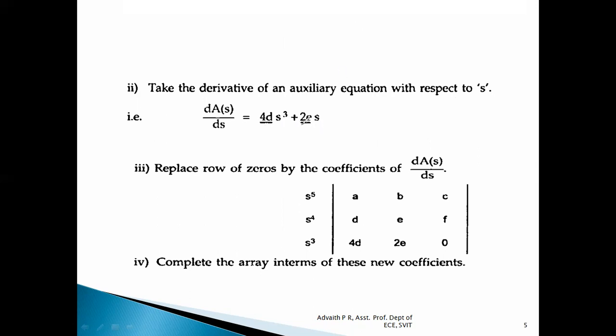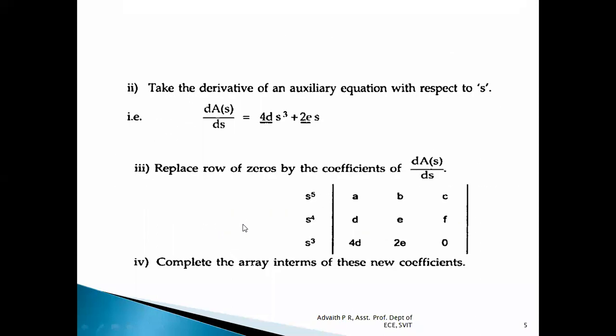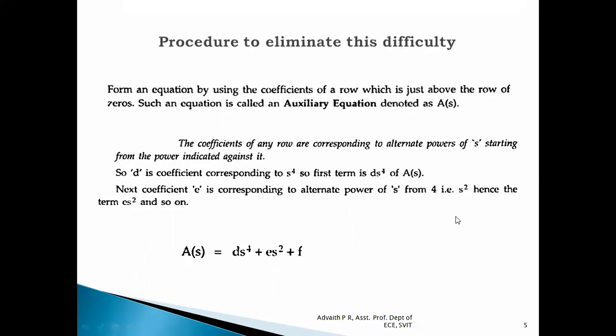Now, the two coefficients which we have obtained here will be placed in place of those zeros which we had obtained previously. So in place of the zeros, we will be placing 4D and 2E. And later, the last step is we complete the array in terms of these new coefficients. So these are the steps which we follow in order to eliminate the special case 2 difficulty.